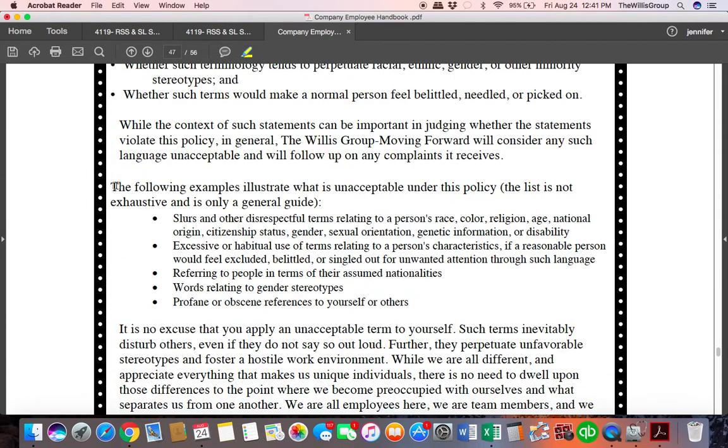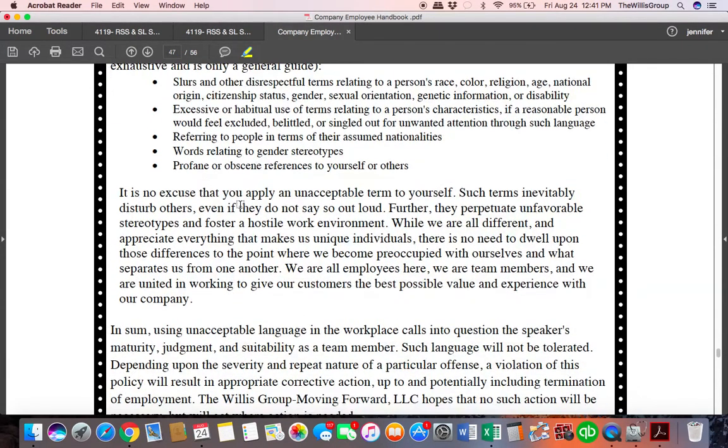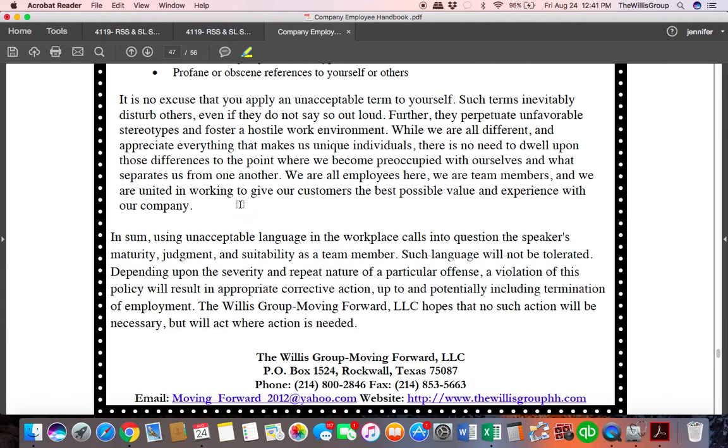There are also some examples to illustrate what is unacceptable under this policy, and this list does not include every example that can be used, but here are some examples of what we're referring to. So again, we want to try to stay away from that because it does maintain a positive professional environment.